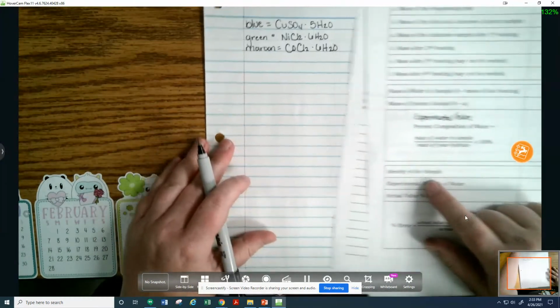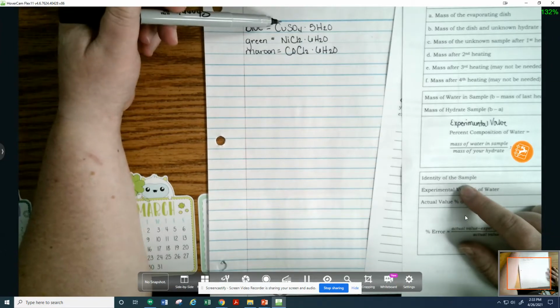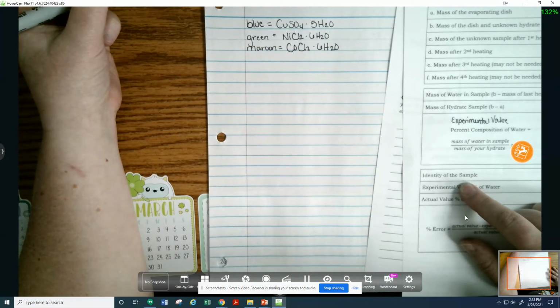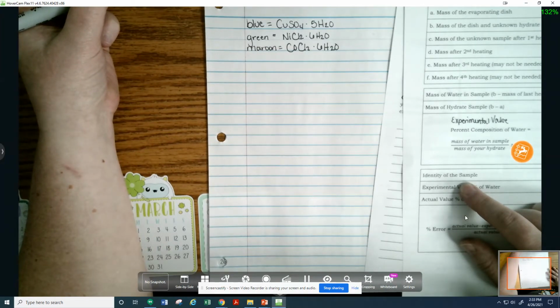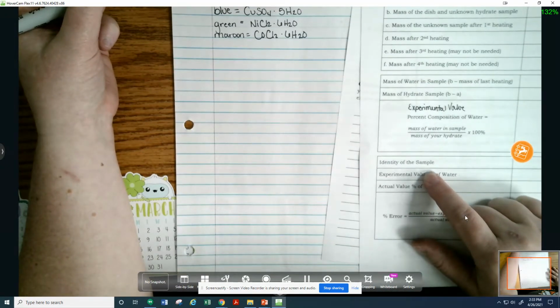So the identity of the sample. If you took the blue compound, that is the copper sulfate pentahydrate. If your sample was green in color, that's the nickel 2 chloride hexahydrate. And if yours was maroon in color, that's cobalt 2 chloride hexahydrate. And so that will help you with the identity of your sample.